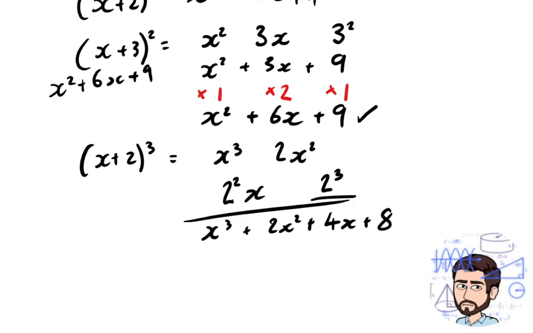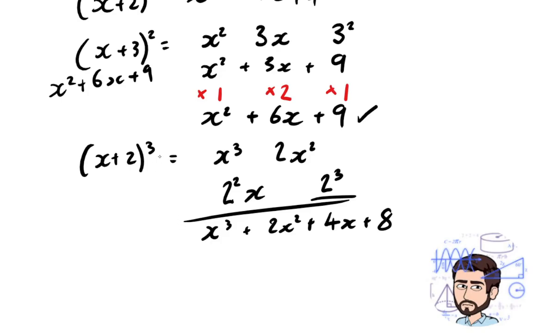Now that's not the correct answer, because the step that all students forget is to multiply by the value in Pascal's triangle. That is essential. Pascal's triangle is integral to the idea of the binomial theorem. So we would multiply each of these terms by the row in Pascal's triangle.